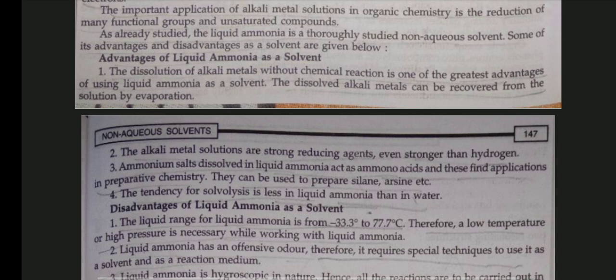As already studied, liquid ammonia is a thoroughly studied non-aqueous solvent. Some of its advantages and disadvantages as a solvent are given below. Advantages of liquid ammonia as a solvent: the dissolution of alkali metals without chemical reaction is one of the greatest advantages of using liquid ammonia as a solvent. The dissolved alkali metals can be recovered from the solution by evaporation. The alkali metal solutions are strong reducing agents, even stronger than hydrogen. Ammonium salts dissolved in liquid ammonia act as acids, and these find applications in preparative chemistry. They can be used to prepare silane, arsine, etc. The tendency for solvolysis is less in liquid ammonia than in water.